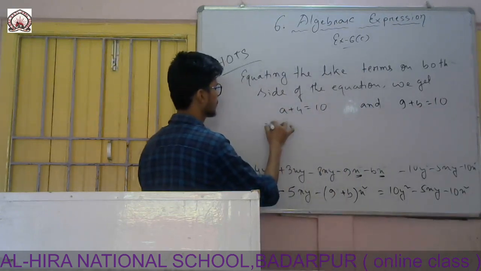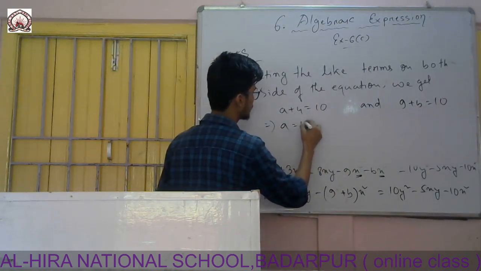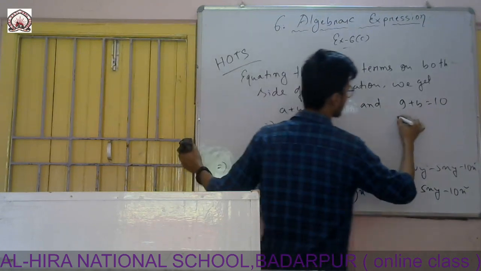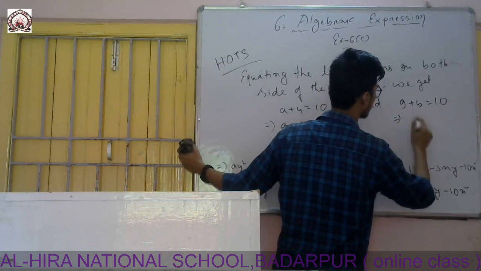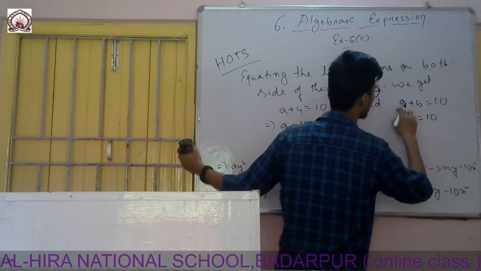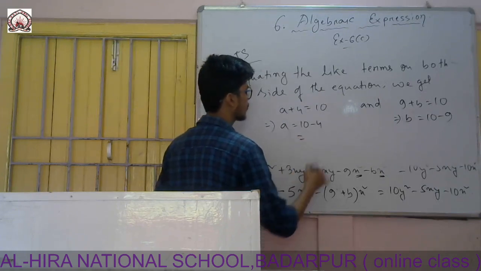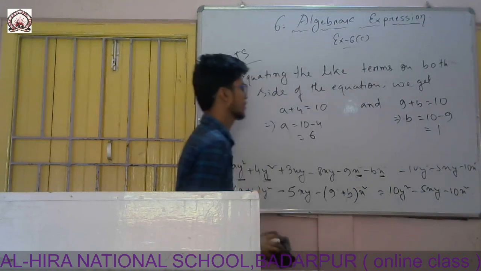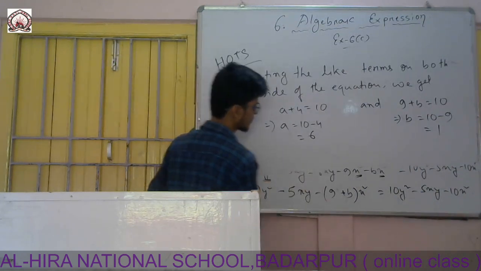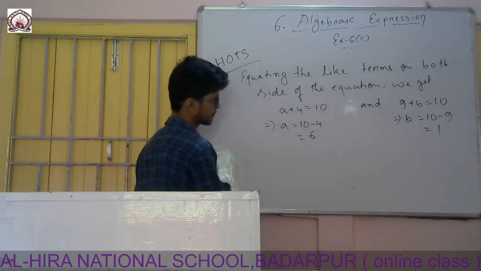Now I will solve this. There will be a, and if I change the side it will be minus 4, there will be 9, and if I change the side, it will be plus 10, and if I change the side of 9 it will be minus 9. So 10 minus 4 is 6 and 10 minus 9 is 1. Therefore, the value of a is 6 and the value of b is 1.